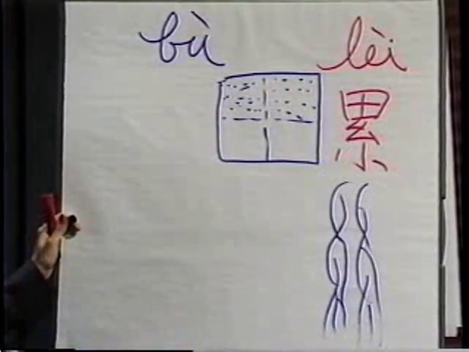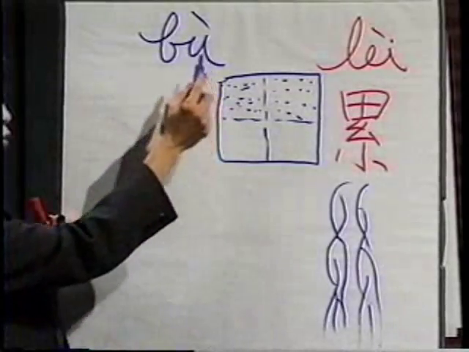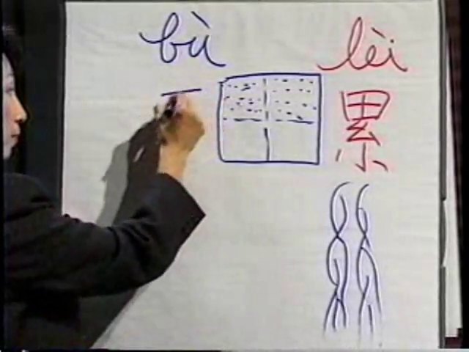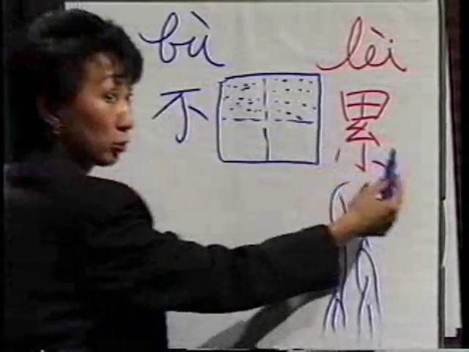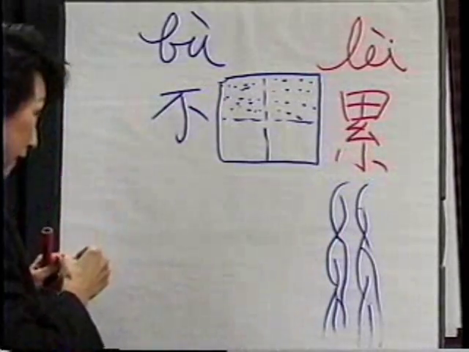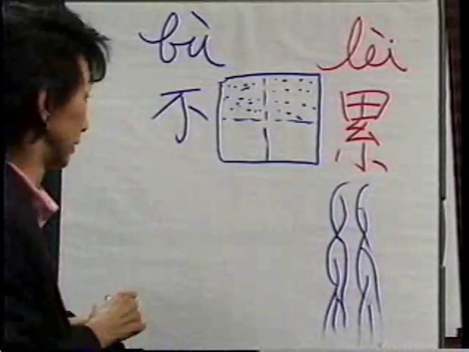Not. Read like this. 不, 无, 不, fourth tone. 不. So I want to do this simple one first, then go to the complicated one second. Then you will feel you are not tired. Let's do this one.